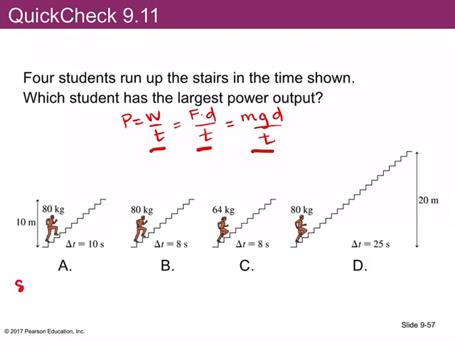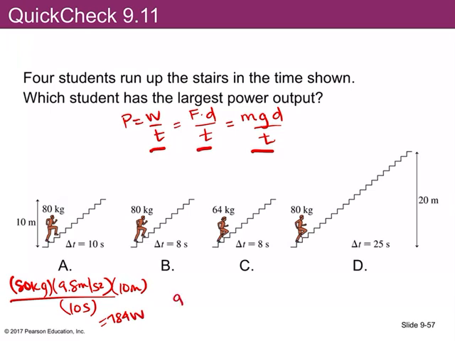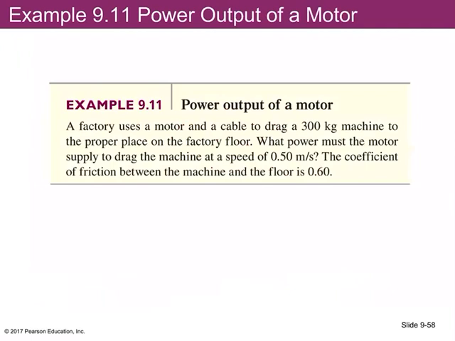All right, so if you do this last one for part A, you've got a mass of 80 kilograms times gravity times the distance of 10 meters divided by 10 seconds. You should get, let's see here, 784 watts. If you do the same thing with the information given for part B, you should get 980 watts. Part C is 784 watts, and part D is 627 watts. So part B is your answer there.